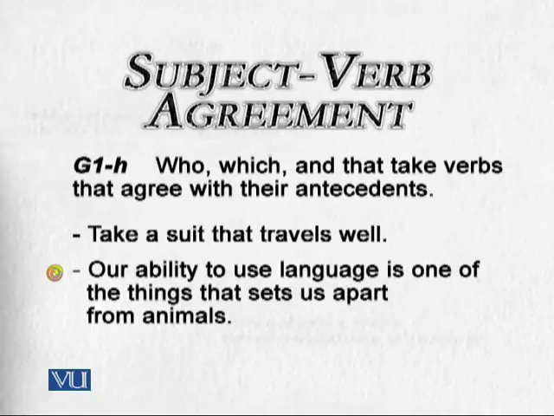Now, here the antecedent is not one, actually, it is things. This one also and many other factors, okay? That's the meaning, actually. One of the things that set. So you have to remove the S from sets, okay? So, our ability to use language is one of the things that set us apart from animals.